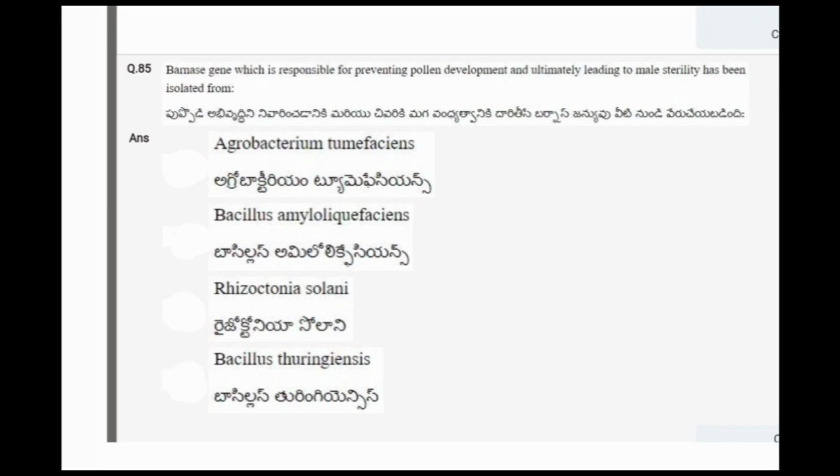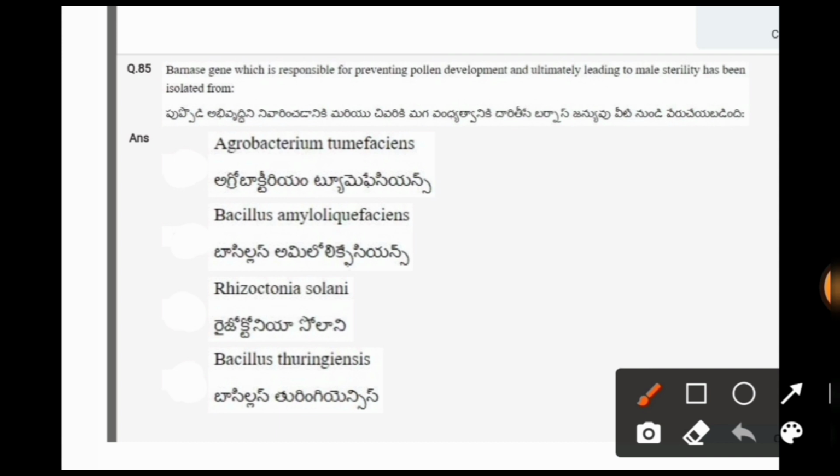Barnase gene, which is responsible for preventing pollen development and ultimately leading to male sterility, was isolated from. The options are Agrobacterium tumefaciens, Bacillus amyloliquefaciens, Rhizoctonia solani, Bacillus thuringiensis. The correct option is the second one, that is Bacillus amyloliquefaciens.